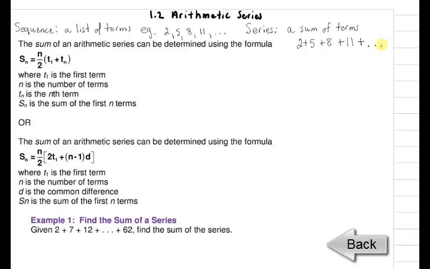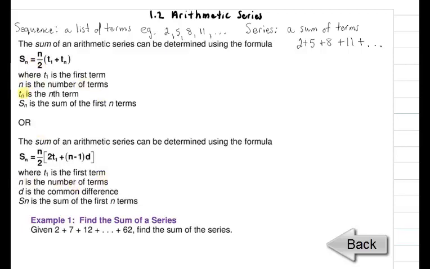Okay, so there are two formulas that we use to determine sums of series. The first one is S subscript n equals n over 2 times (t1 plus t subscript n). And the second one is S subscript n equals n over 2 times (2 times t1 plus (n minus 1) times d). Okay, in the first one and the second one, t1 is your first term, and for both of them, n is the number of terms.